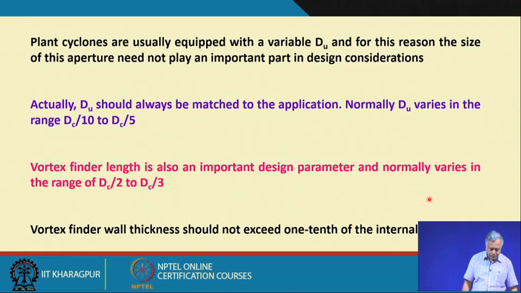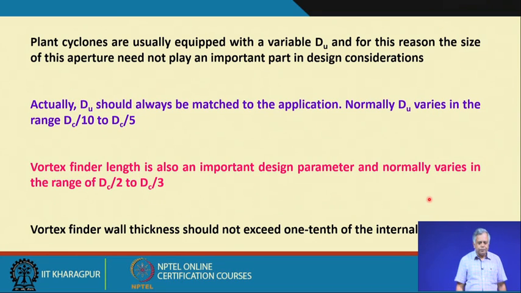Now, plant cyclones are usually equipped with a variable du, that is your spigot portion. Normally you leave it as a process variable rather than a fixed design variable, which you can play with depending upon the performance of your cyclone.